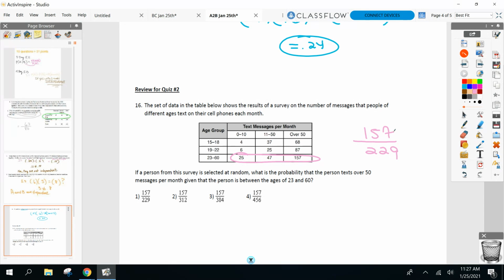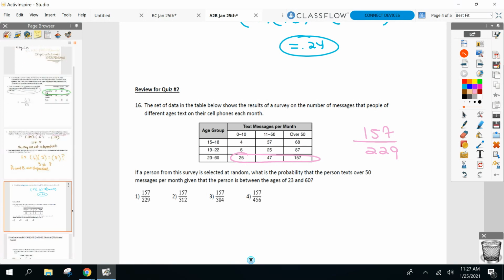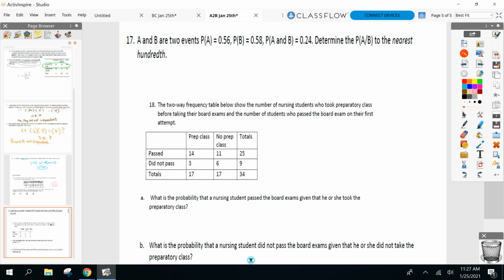Everyone okay, especially with the 220? I think many of you can get the 157, but are we all right with the 229? All righty. All right, here is what we got to watch out for.